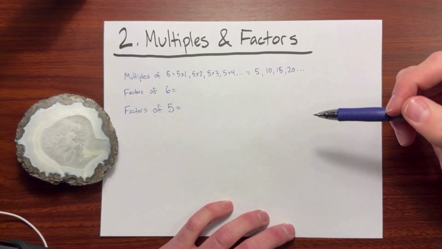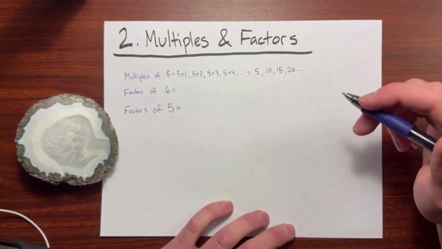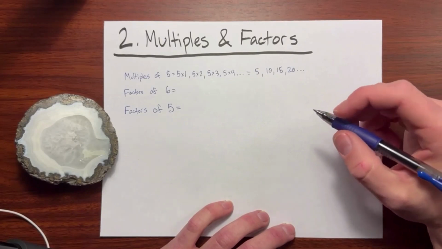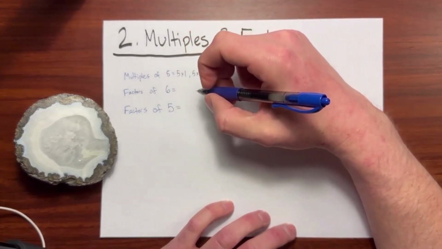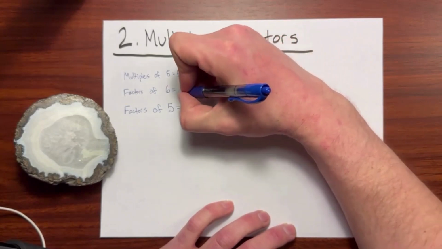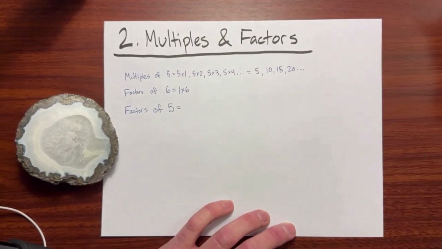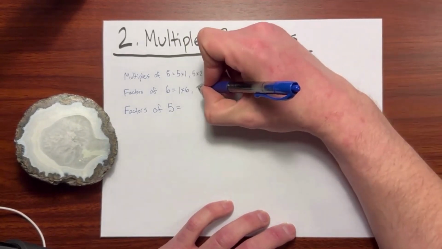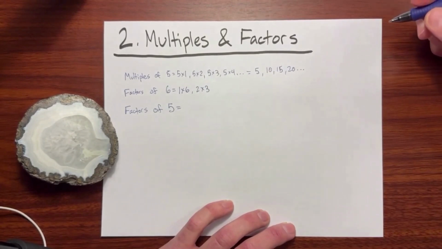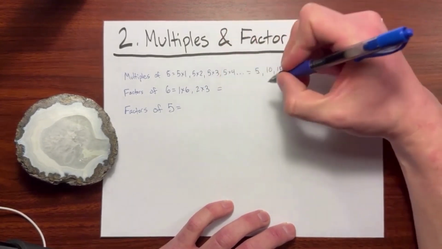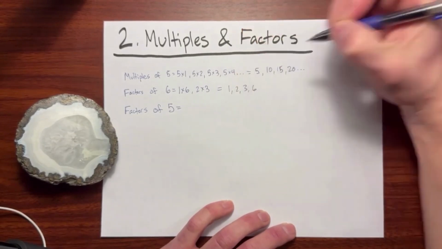Factors, on the other hand, are the whole numbers that you can multiply by to get a certain number. So for instance, for the factors of 6, we will find every whole number that you can multiply by to get 6. So for instance, let's look. 1 times 6 is going to equal 6. What else? 2 times 3 is going to equal 6. And so the factors of 6 are going to be 1, 2, 3, and 6.